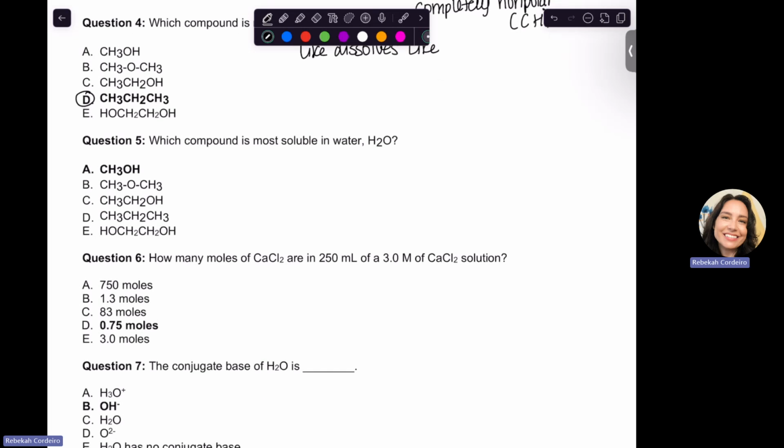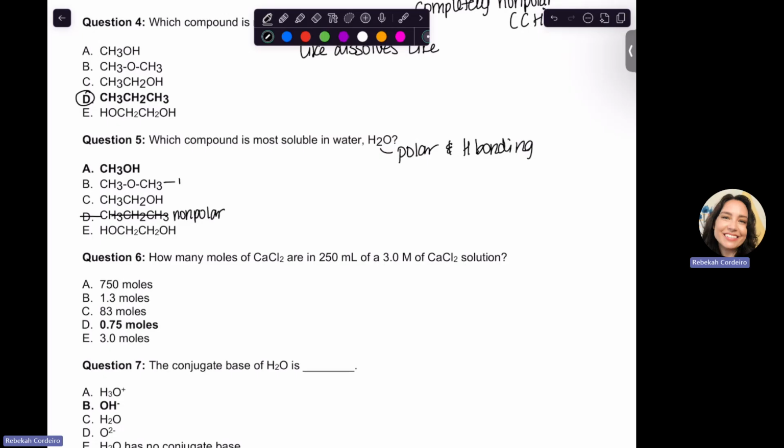Now for the one for water, water is very polar. So we're looking for something with the most polarity, and it has hydrogen bonding. So we're looking for something that's similar to water, which automatically means this one is out because this is totally nonpolar. The rest of them are polar. This one has no hydrogen bonding because the hydrogen is not bonded to the oxygen. So that leaves us with these.